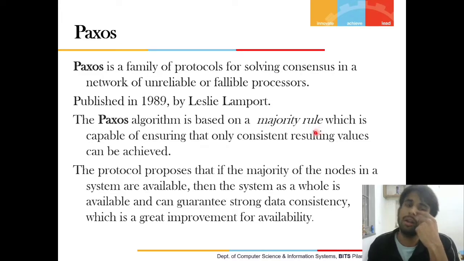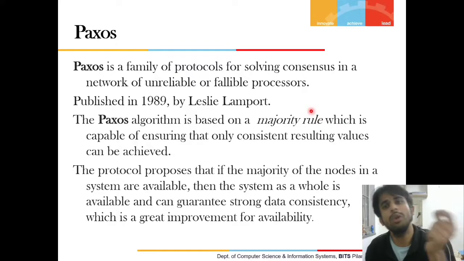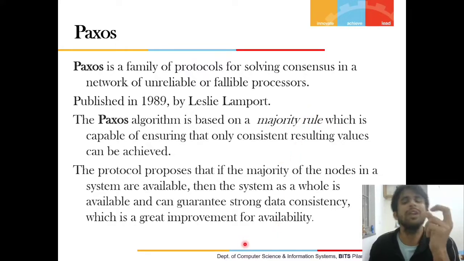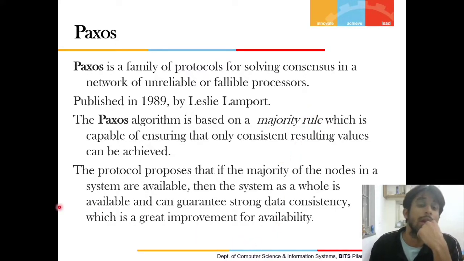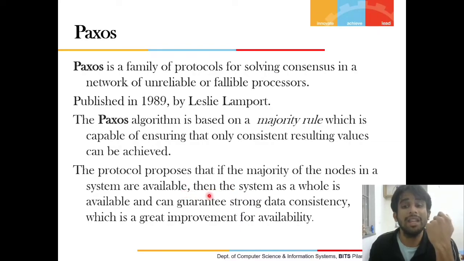One more thing: the goal of the Paxos algorithm is simply to agree on a value. Which value will be agreed, we don't care. We just need some value to be agreed, and that value needs to be consistent, of course. The Paxos protocol proposes that if the majority of the nodes in the system are available, then the entire system is considered to be available and it can guarantee data consistency and data availability.